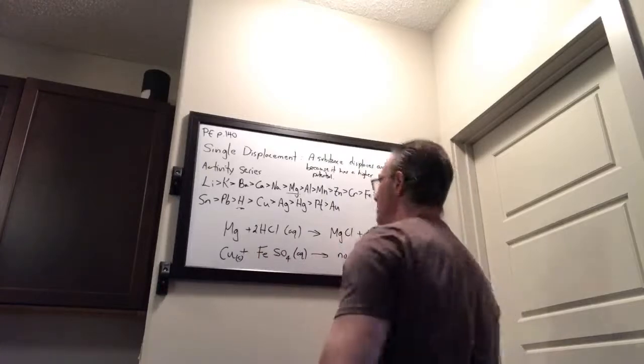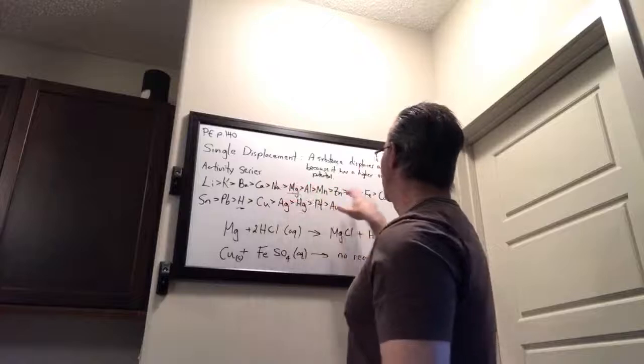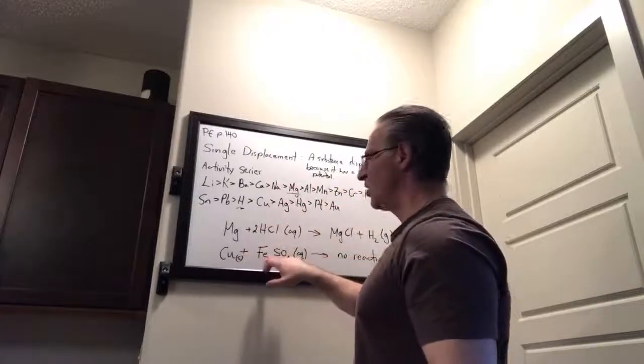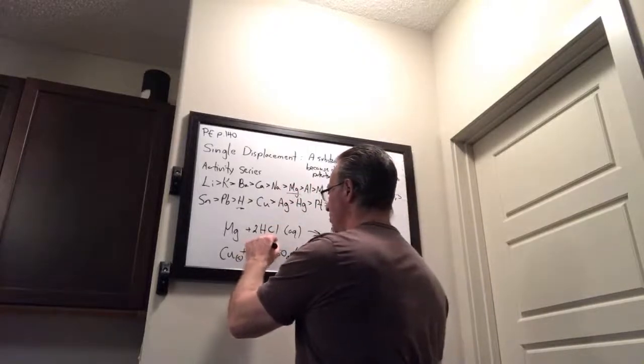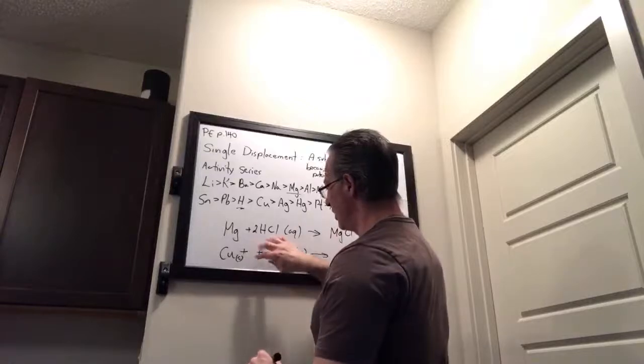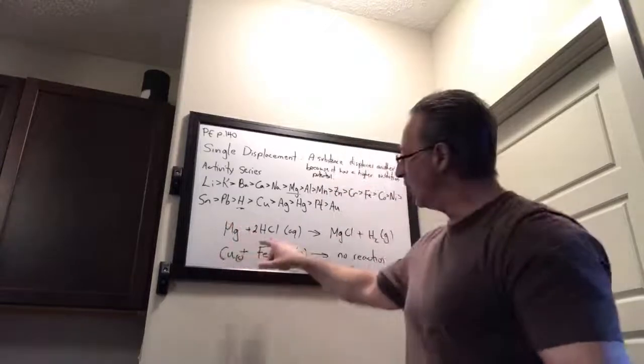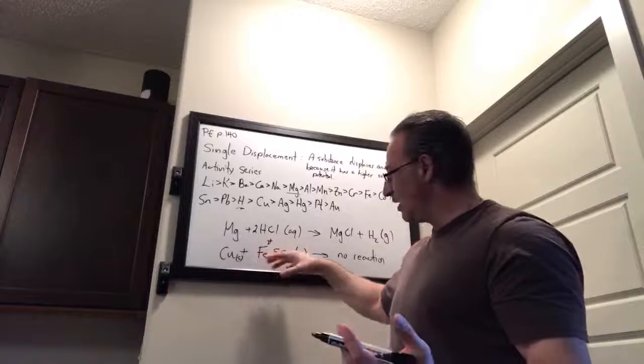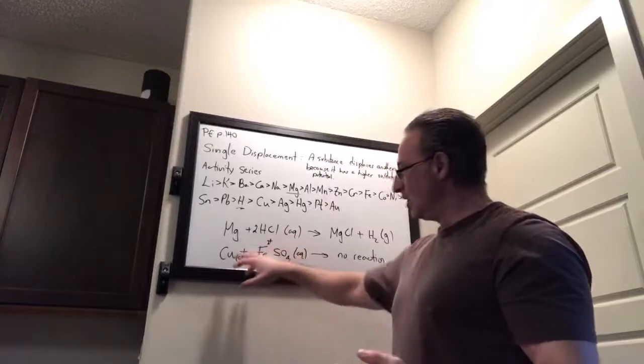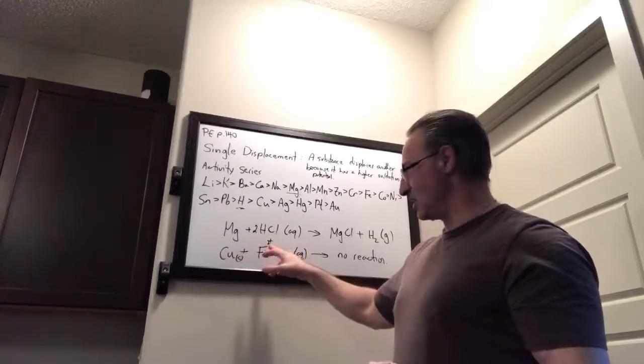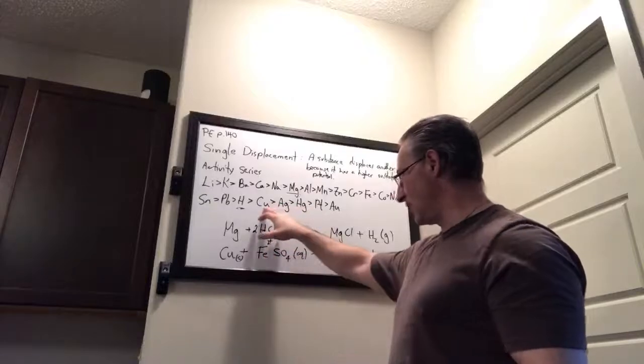Why? Because iron is higher up on the activity series than copper, and it's already in the state of +2, right? This is an aqueous solution. Iron is already floating around in solution. It's already lost its electrons by forming this ionic compound. Copper is not going to give its electrons to iron because it's lower on the activity series.